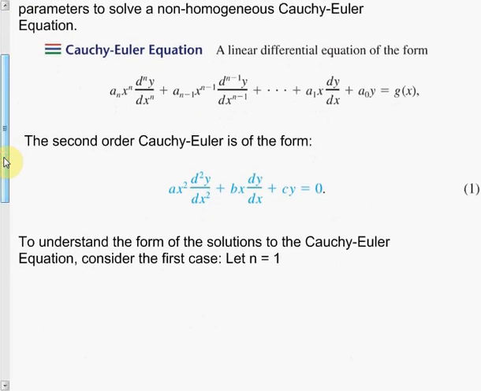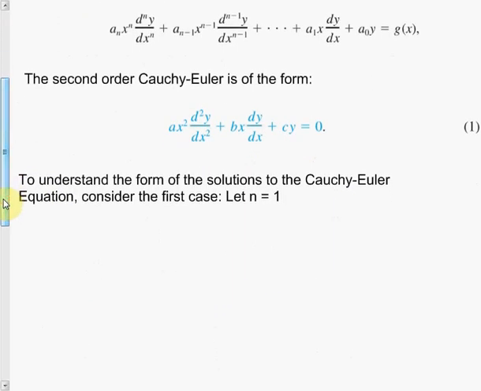So here for equation number 1, it is the same thing as the previous equation with the nth order, but here we simply say let n equal to 2. So you have the nth order. Well, what if n is equal to 2? So you have the second order differential equation. To understand the form of the solutions to the Cauchy Euler equation, consider the first case. Consider if n is equal to 1.